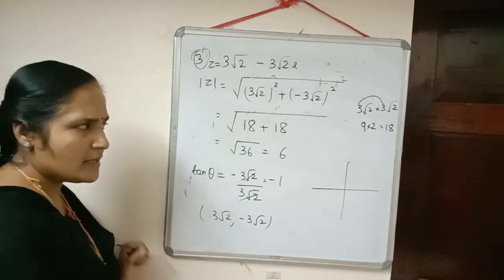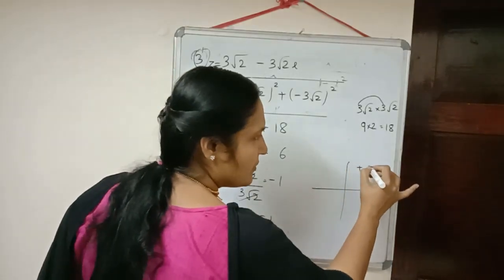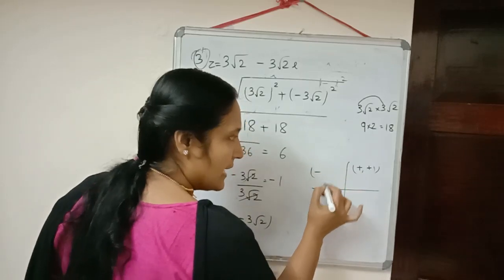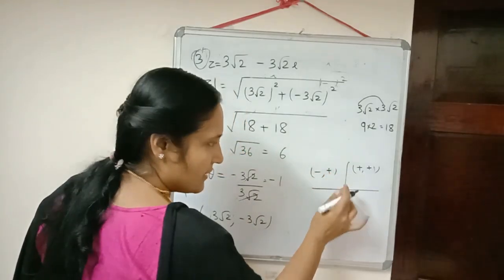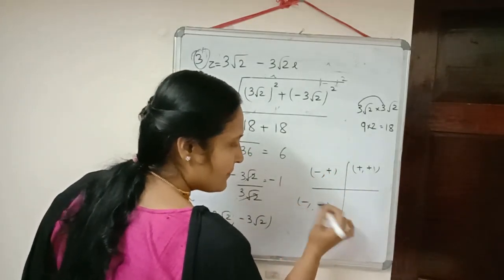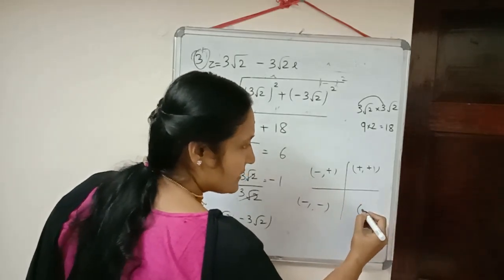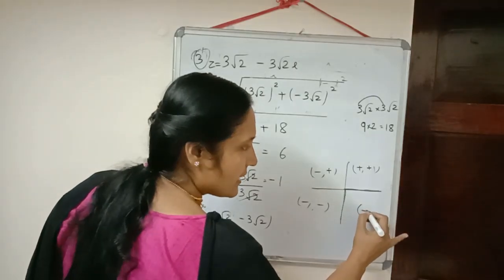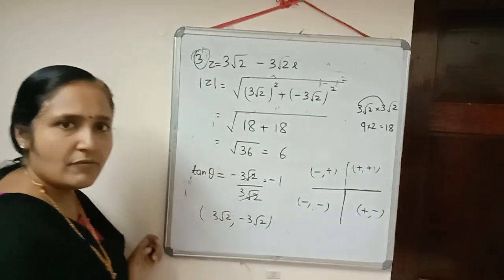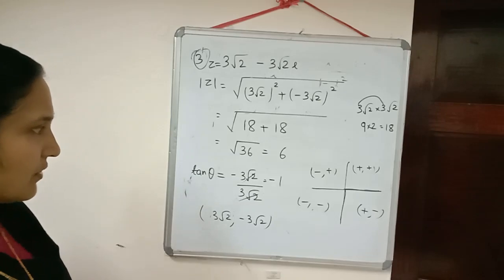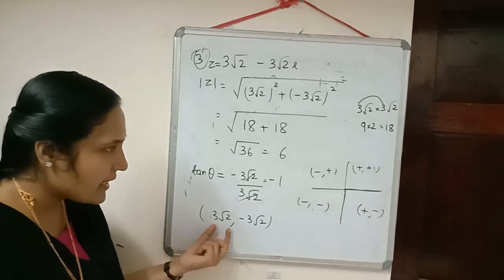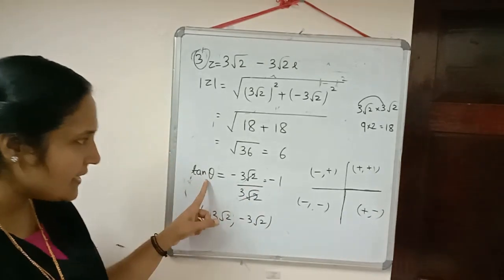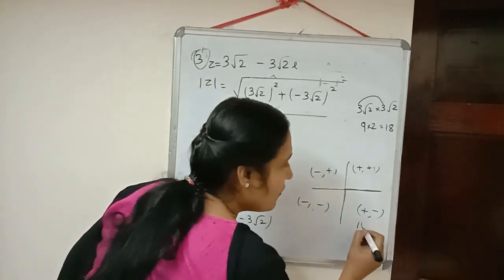X coordinate positive. In the first quadrant both are positive. In the second quadrant, x coordinate is negative, y coordinate is positive. In the third quadrant, both are negative. In the fourth quadrant, this is the positive side and this is the negative side, so x coordinate is positive and y coordinate is negative. So here, to check, our x coordinate is positive and y coordinate is negative, so the point is in the fourth quadrant.